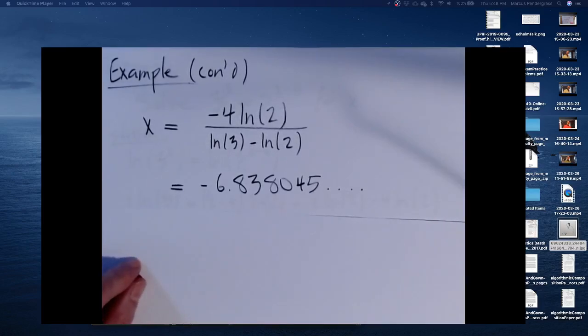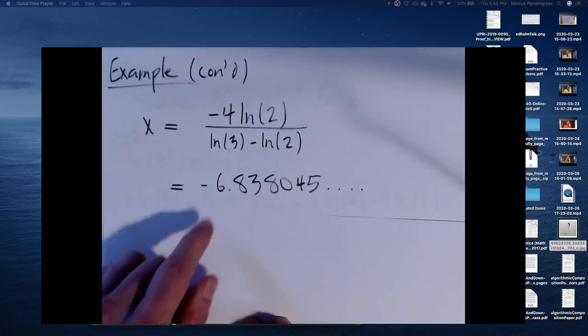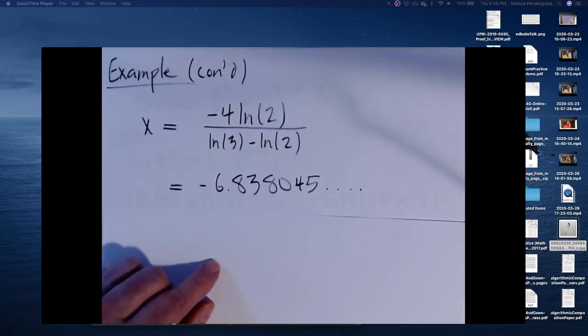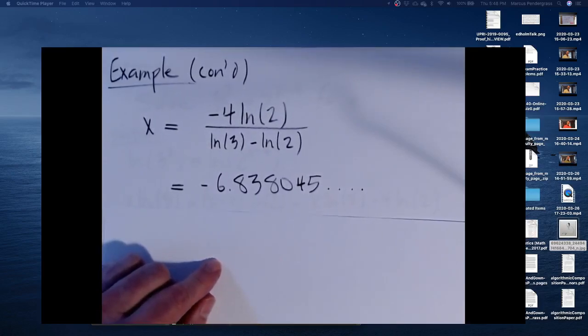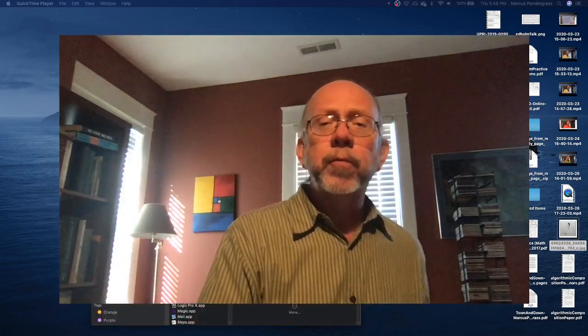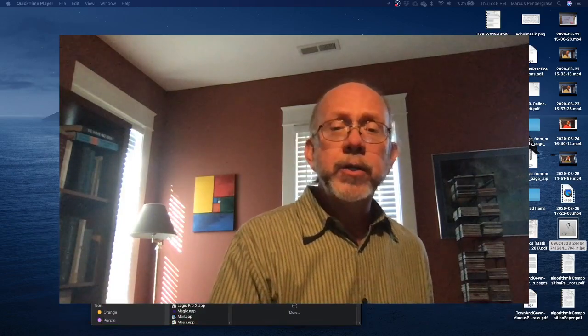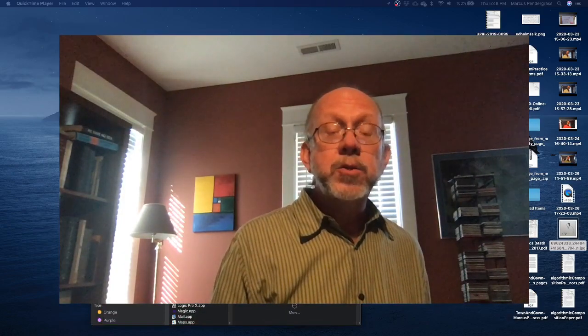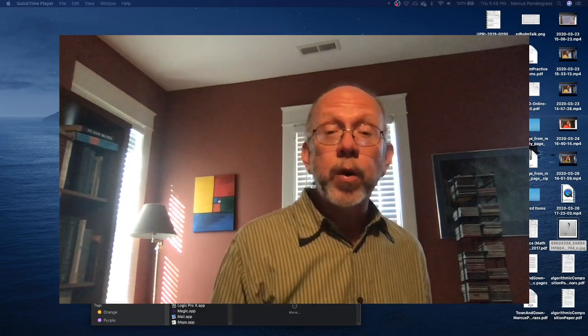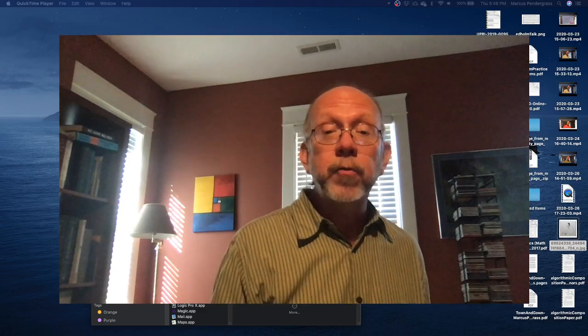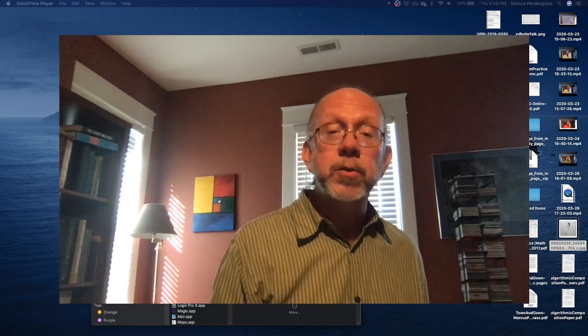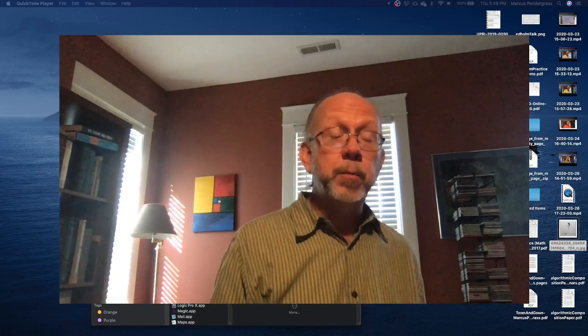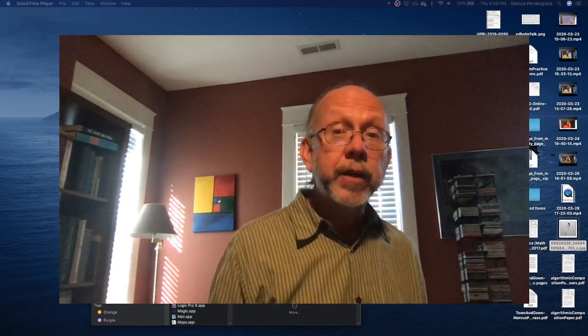If you use your calculator, you find that x is negative 6.838045. And again, that's an irrational number. So a good rule of thumb in dealing with these sorts of equations, which often don't have nice solutions, is to keep at least 4 decimal places. So don't round too aggressively. A good rule of thumb is just to round to the 4th decimal place, 4th significant digit if you have leading zeros.